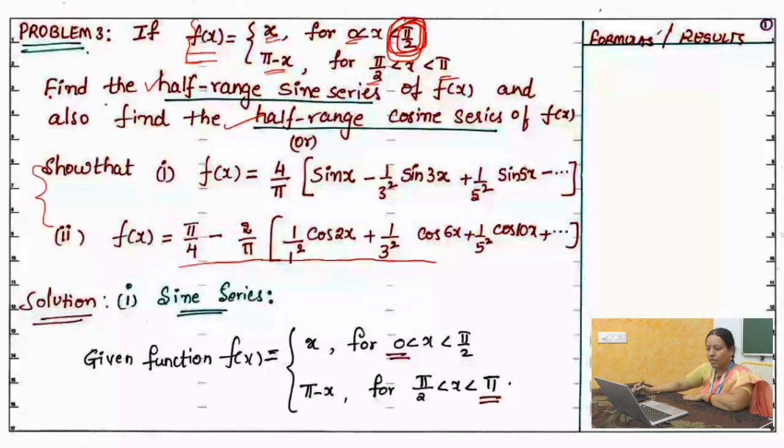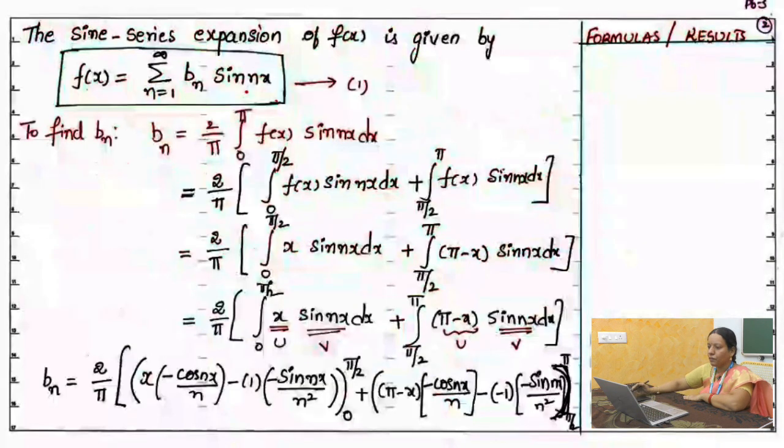Okay, now see this one. They gave you a function, a discontinuous function. First, write down your function. Observe the interval. Your interval is 0 to pi. They asked you to calculate the half-range sine series, so take the second formula. Take the formula for the half-range sine series, that is f of x equal to sigma n equals 1 to infinity bn sin nx. Let it be equation 1.